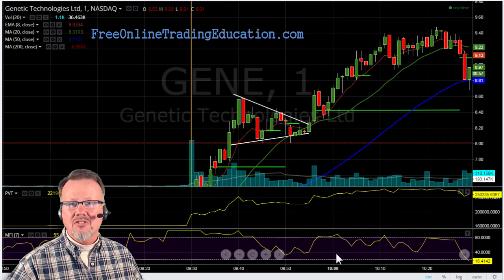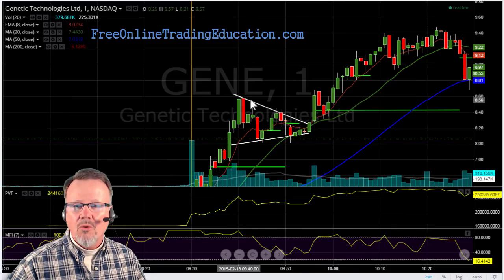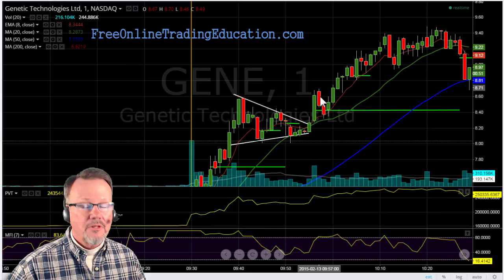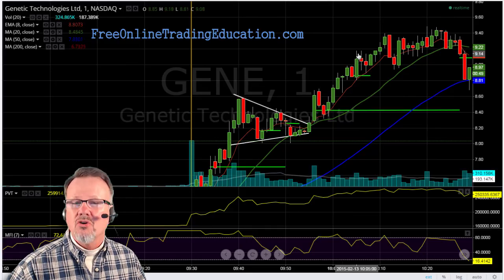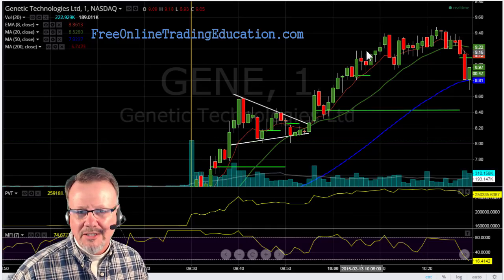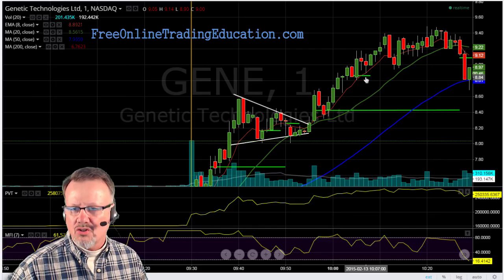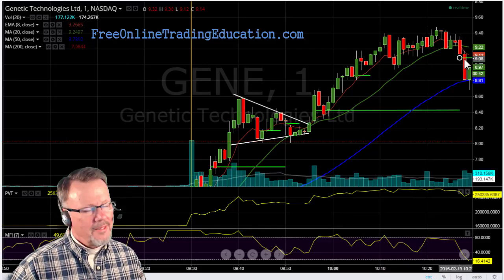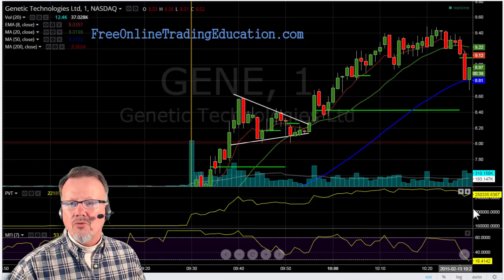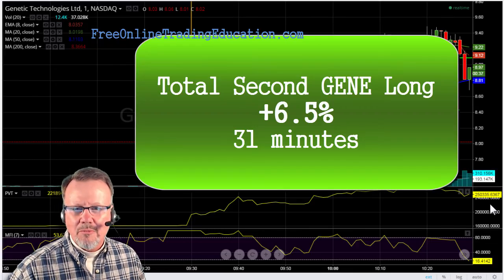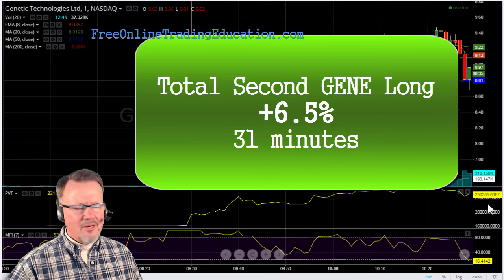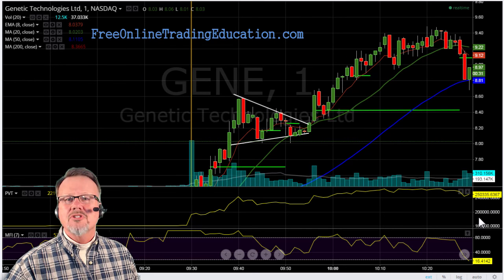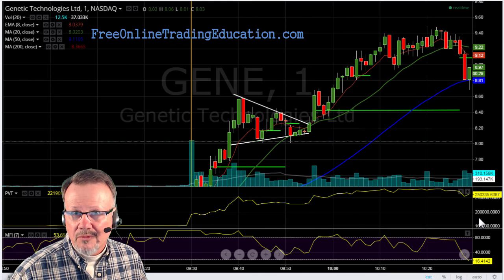So let's take a look at this second trade. Here we have this bull pennant, and then it ran up, it did a little bull pullback, and then took off like a rocket. And we took out half when it stalled for a little bit, and then when it came down here and finally broke down, we got out for a total trade of 6.5% in 31 minutes. Hooah! I love it when that happens. That's over 13% on these two trades alone.